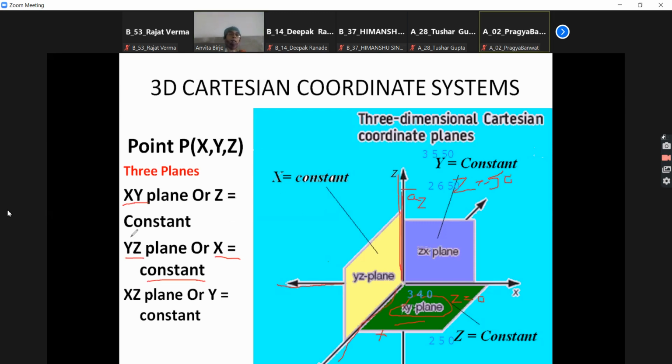Similarly yz plane is also called as x is equal to constant plane. So yz plane में यूनिट वेक्टर कौन सा रहेगा, a bar x, that is the unit vector along x axis.